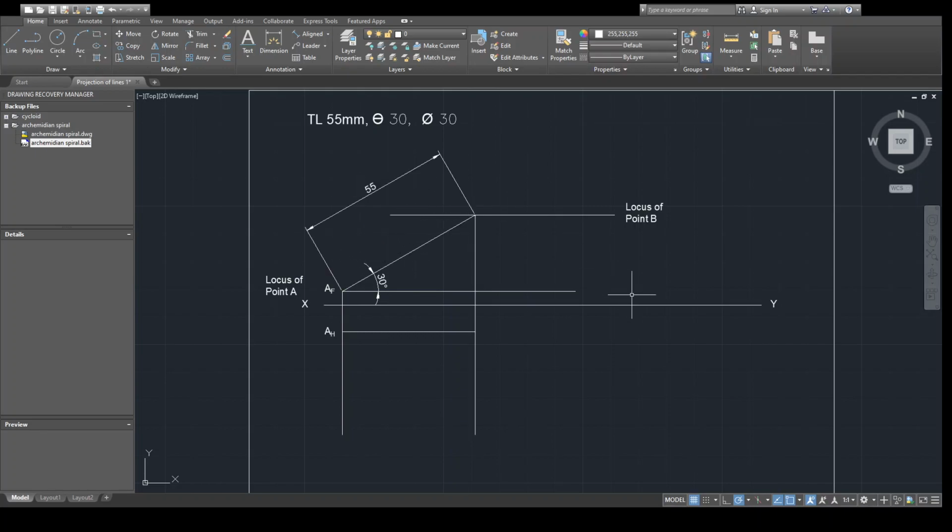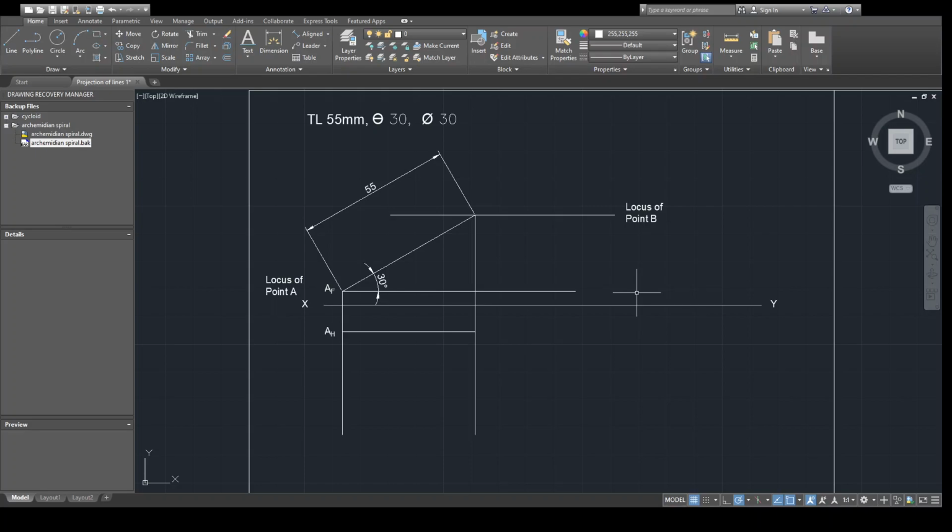Okay, so this is the 55 mm line. Point BF is still unknown to us. AF and AF, both the points we have determined. Whenever a line is inclined to both the planes, we will solve this problem step by step.